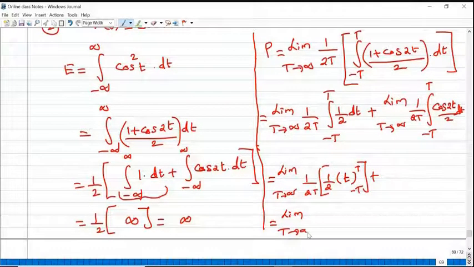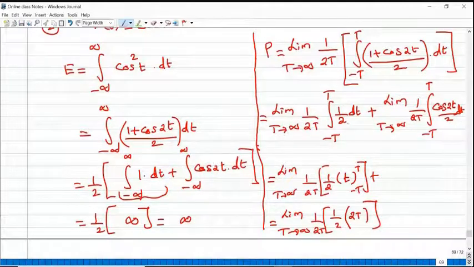Limit T tends to infinity 1 by 2T times 1 by 2, then capital T minus of minus T, you'll get 2T. So in the first term, this 2T will be cancelled. There are no capital T terms, so we cannot substitute T tends to infinity. So the result from the first term is 1 by 2.